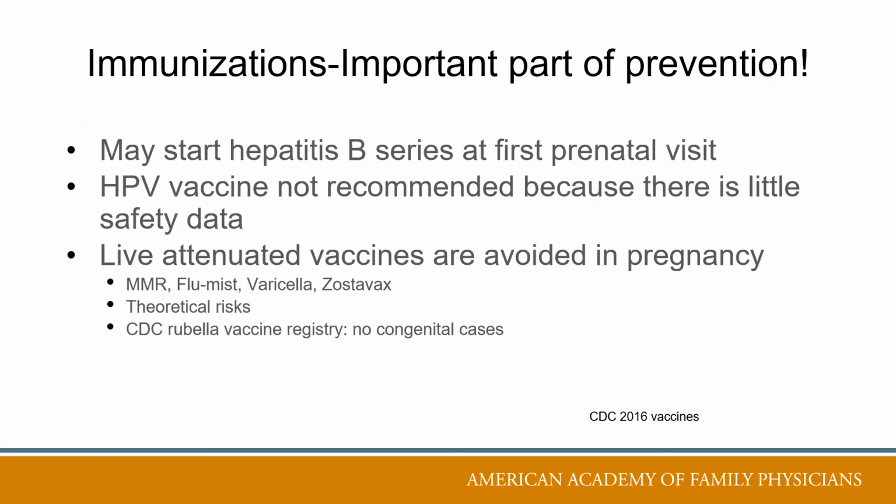Immunizations are an important part of prevention. So we can start the hepatitis B series at the first prenatal visit. Hepatitis B vaccine is safe in pregnancy. HPV vaccine, however, is not recommended because there's little safety data. We avoid live attenuated vaccines in pregnancy. So the MMR, for example, FluMist, varicella, or Zostavax all are contraindicated. And of course, this is a theoretical set of risks, but still important to follow the recommendations.